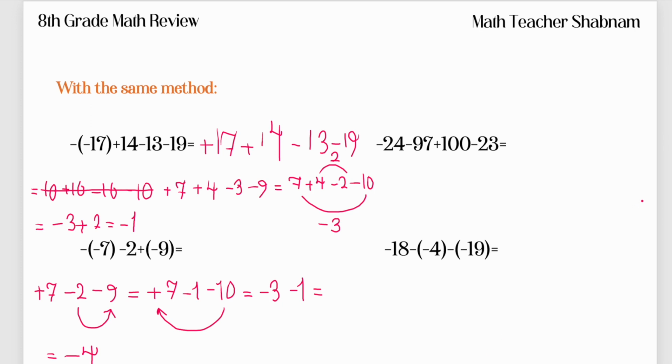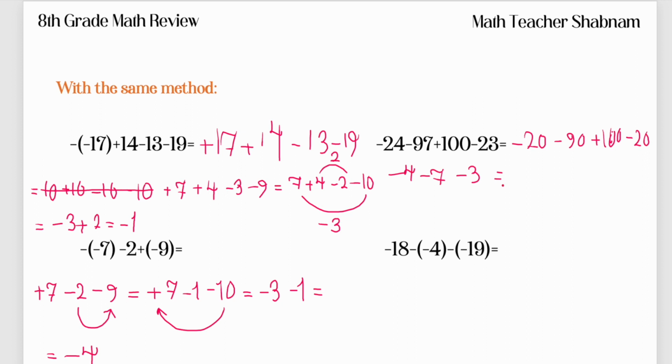Let's try that again. Here, I am looking at a -24, -97, +100, -23. How about we break it down? I am looking at -20, and 90, 100, and another 20. How about the ones? A -4, a -7, and a -3.